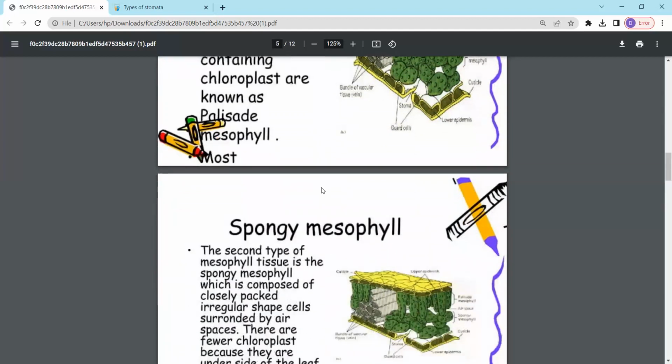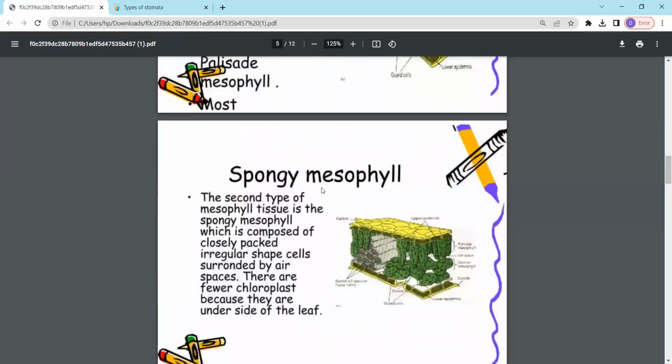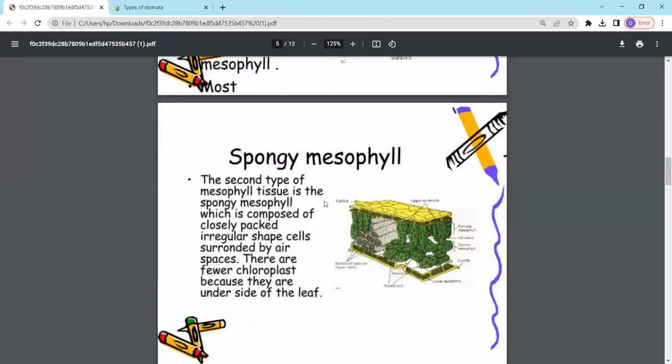The palisade tissue is column shaped. The second type of mesophyll is the spongy mesophyll, which follows the palisade tissue and is composed of closely packed irregular shaped cells surrounded by air spaces. There are fewer chloroplasts because they are on the under side of the leaves. More chloroplasts are present in the palisade mesophyll only. On the lower side, in the spongy mesophyll, storage and also the exchange of gases take place due to the presence of these air spaces.